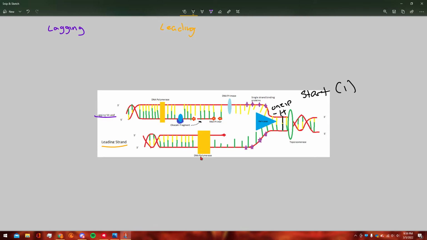Now, your DNA polymerase. Let's go to the leading strand. Your DNA polymerase is going to take these bases from the original strand. It's going to take RNA primer and it's going to bind it to the original strand. And it's also going to act as a signal. It's going to say, okay, we start binding here, we stop binding here.